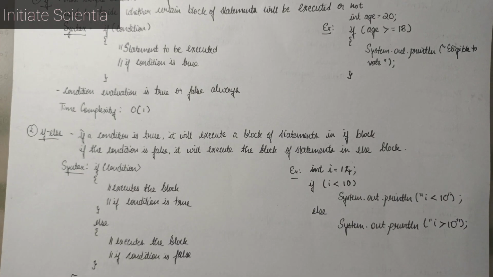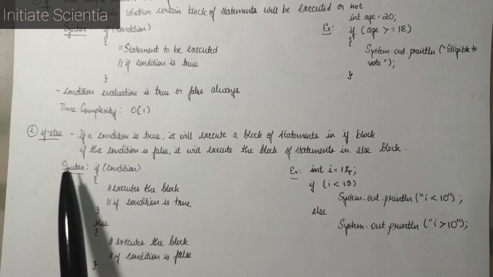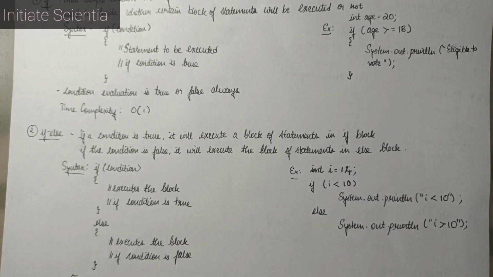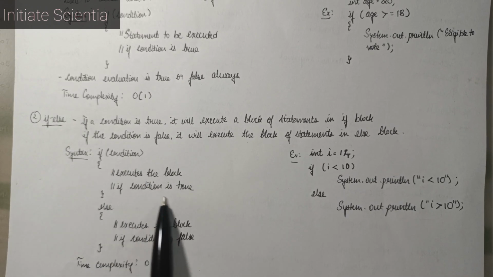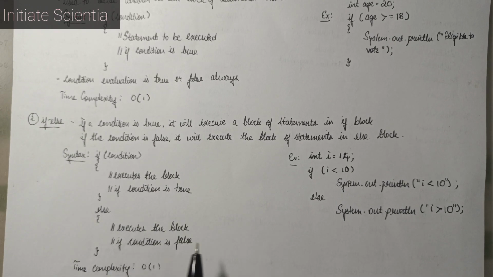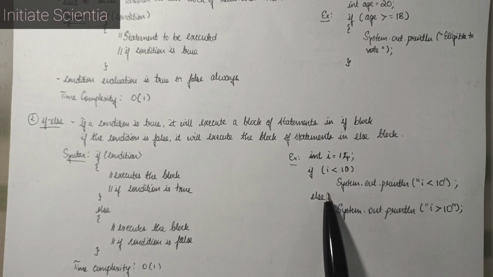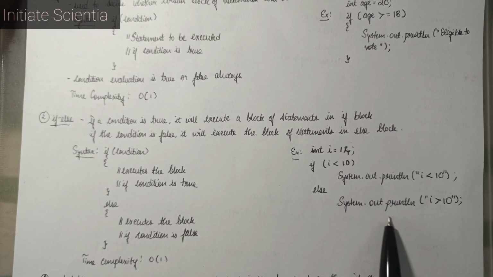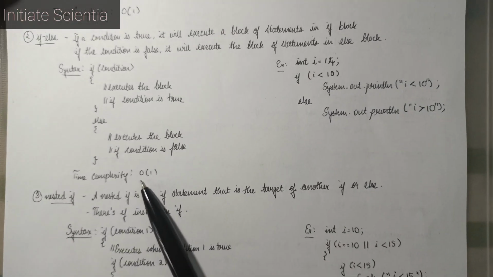If else: if a condition is true, it will execute the block of statements in the if block. If the condition is false, it will execute the block of statements in the else block. The syntax is: if (condition), execute the block if the condition is true, else execute the block if the condition is false. Example: int i = 14; if i is less than 10, then System.out.println("i is less than 10"), else print "i is greater than 10". The time complexity is O(1).